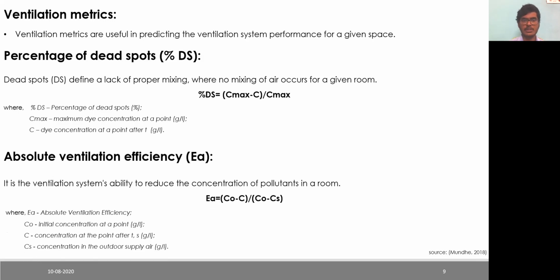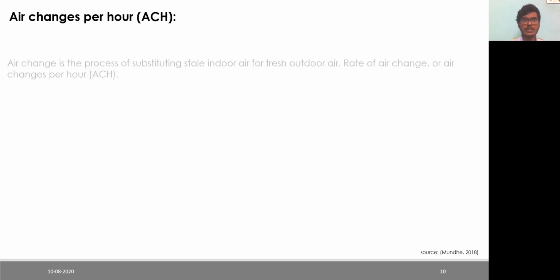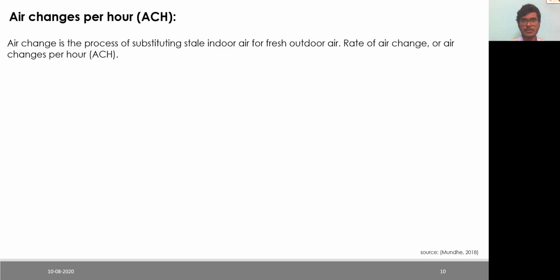Next, absolute ventilation efficiency. It is the ventilation ability, quite opposite to the dead spot. It shows how effectively the room is ventilated. Here's the formula you can see, which is used for calculating the absolute ventilation efficiency. Then ACH. ACH is the process of substituting stale indoor air with fresh outdoor air, or in other words, the rate of air changes per hour in a room.